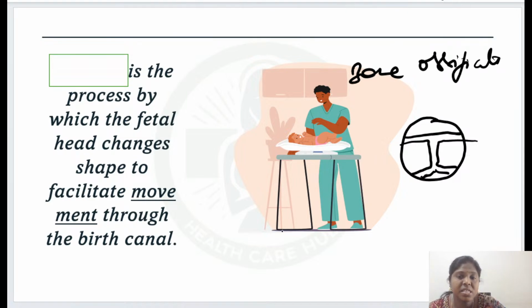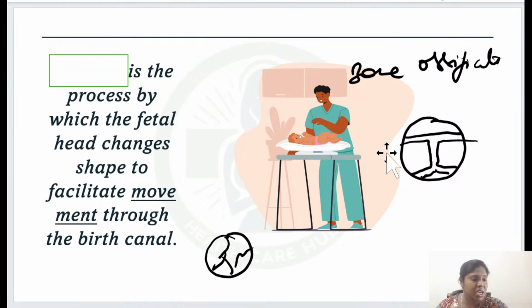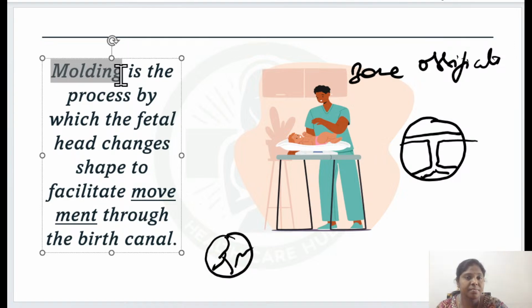When the baby is going through a normal vaginal delivery process, the baby's head goes through a series of events. So, what is that series of events called? Yes, that particular process is called molding.